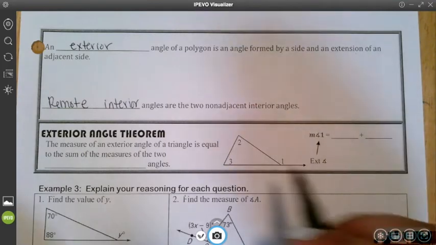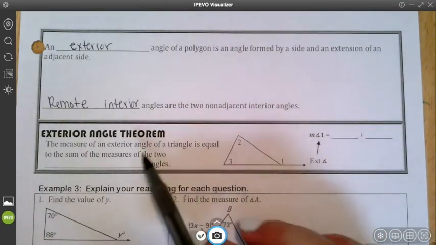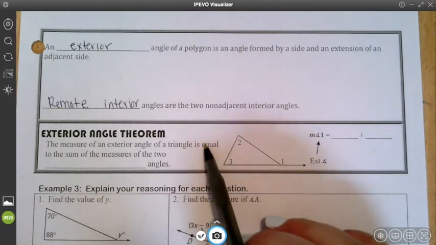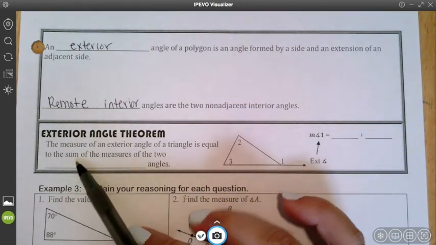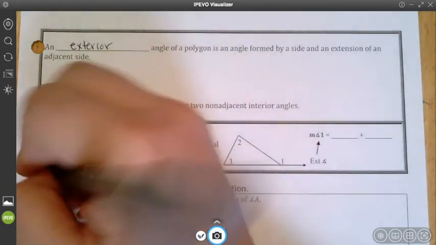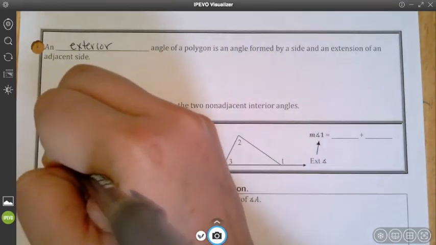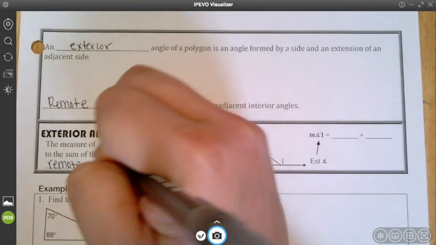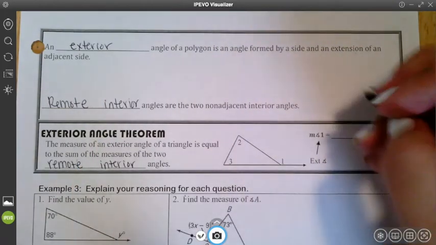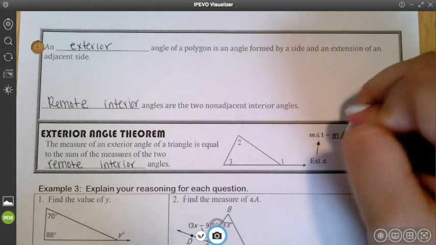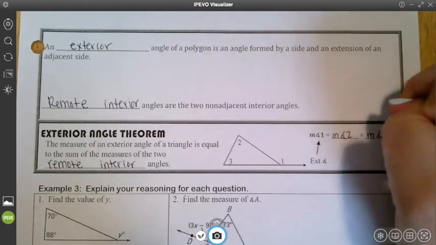Okay? And the theorem that we have is that the measure of the exterior angle of the triangle, so that's angle 1 here, is equal to the sum of the measures of the two remote interior angles. So that says angle 1 equals the measure of angle 2 plus the measure of angle 3.